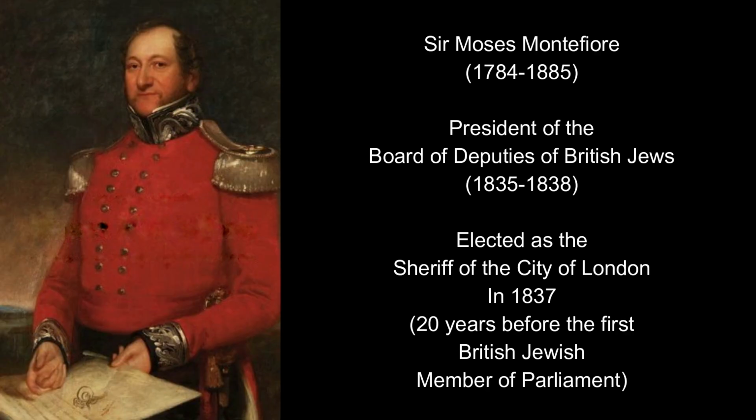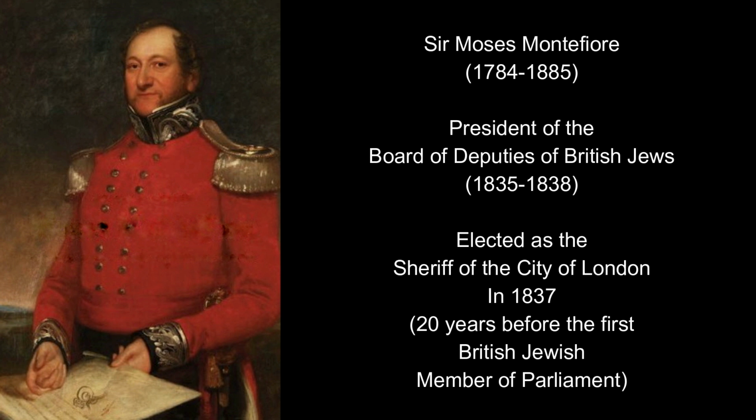Now, this led to a huge reaction in Europe, in particular led by Moses Montefiore. Moses Montefiore was a very wealthy British Jew. He was a financier, a banker, a philanthropist, and also the first Jewish sheriff of London. So this is the very first high office held by any non-Christian within England.